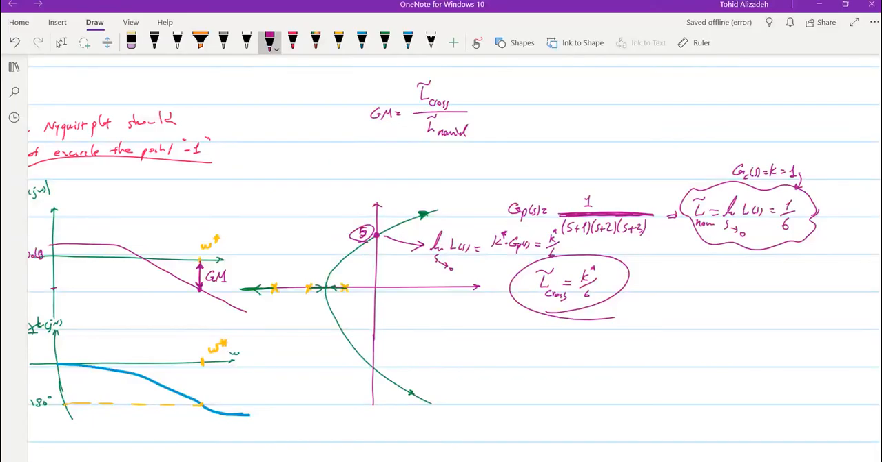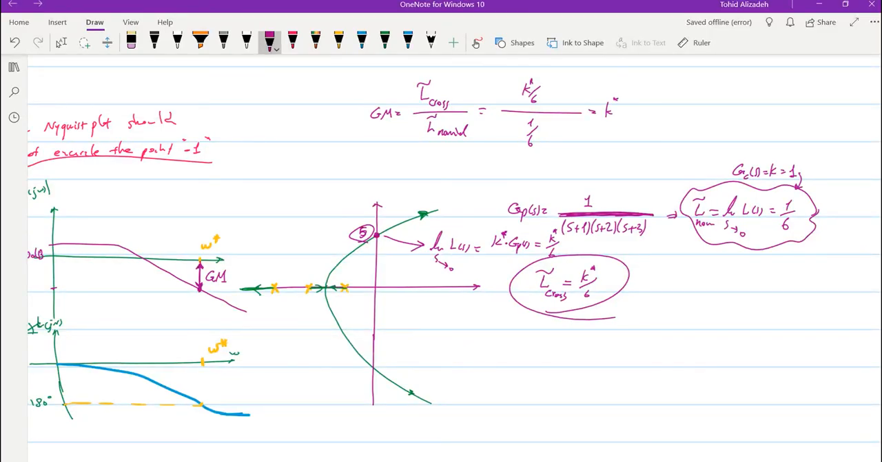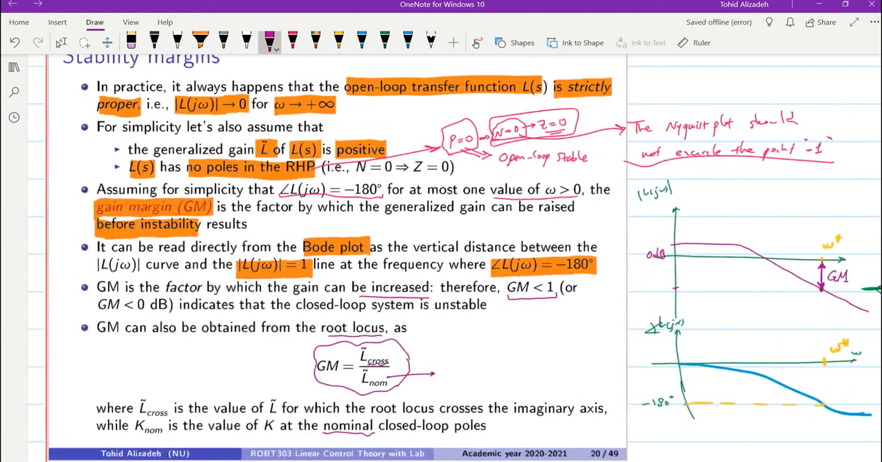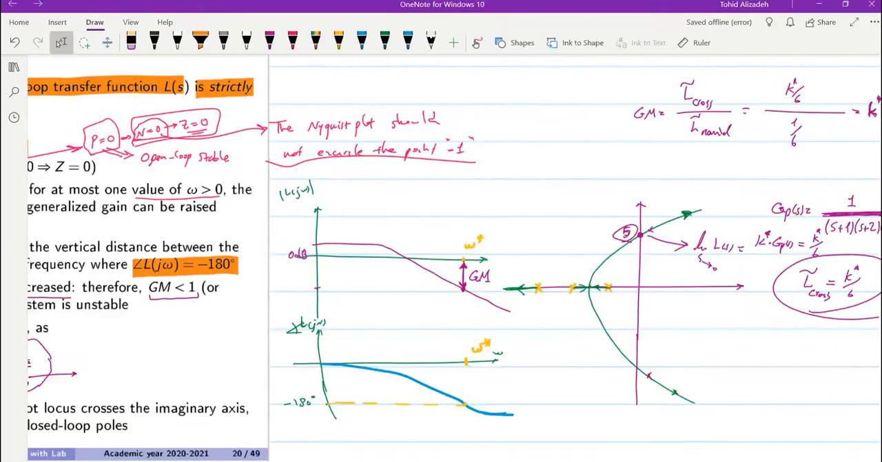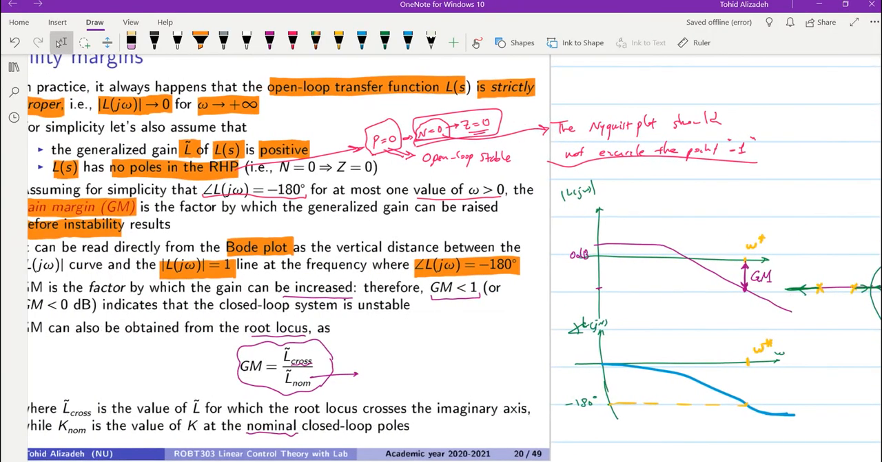Now, if we plug these values, K star over 6 and 1 over 6, we will obtain K star. And you can see that K star is the amount of amplification of the gain that we can have before the system becomes unstable. If we increase the gain more than K star, the system will become unstable with 2 unstable poles. And before that, the system remains stable. So in these 2 ways, we can determine the gain margin.